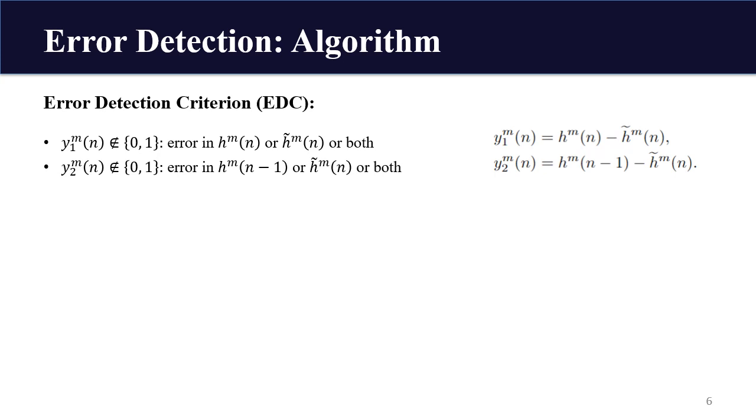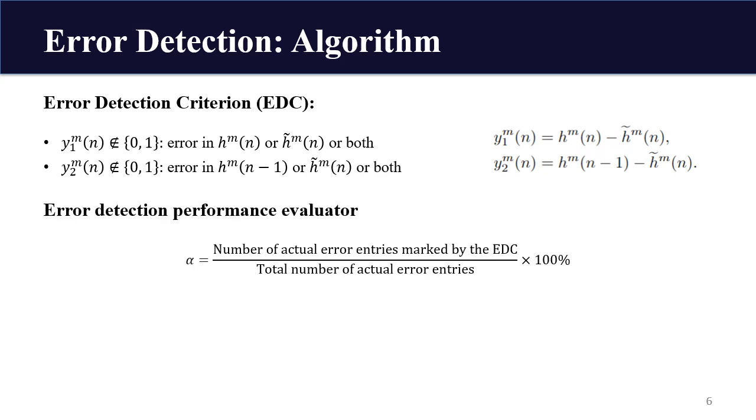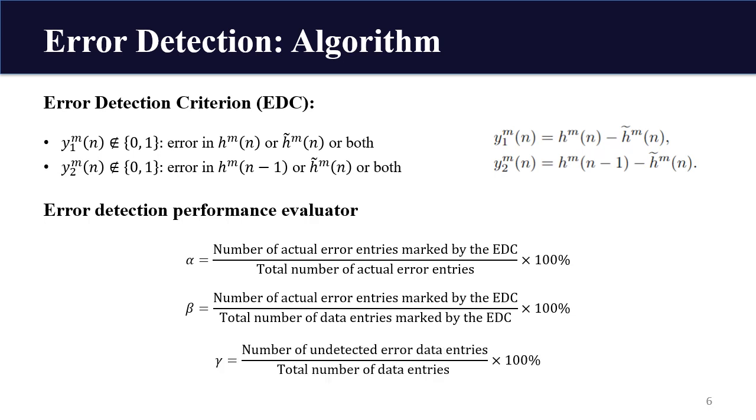It is also similar to YMIN. On the other hand, some errors may go undetected based on the criterion. To evaluate the error detection performance of the EDC under the noise model, we define alpha, beta, and gamma.